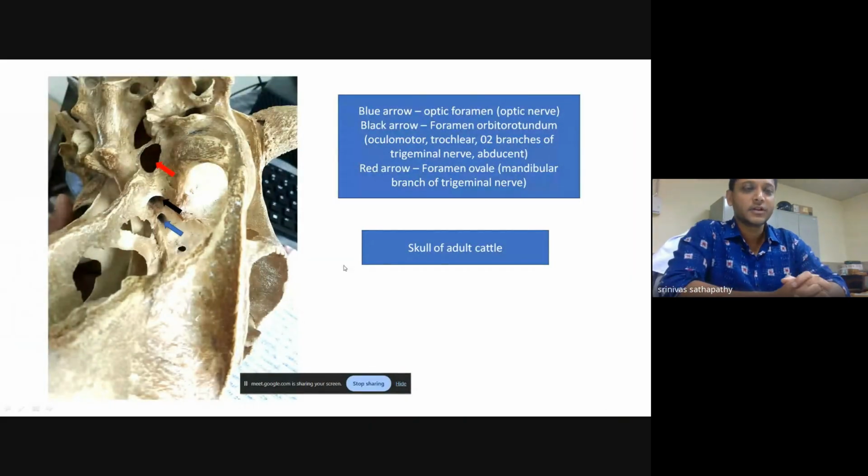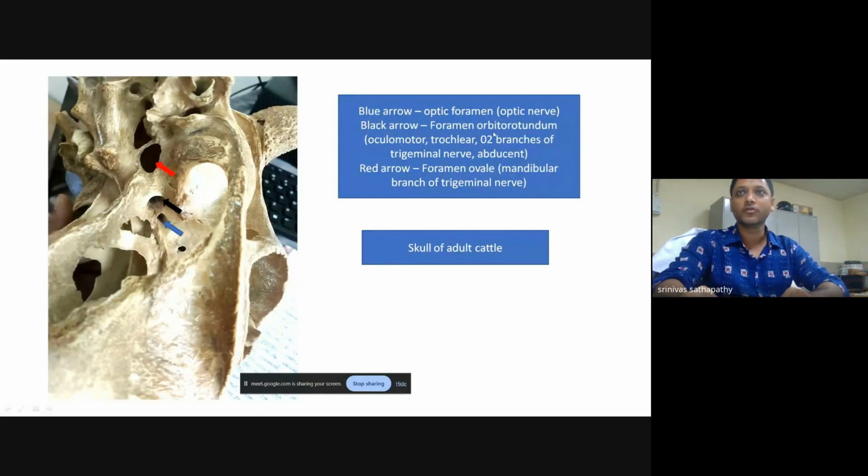Now this is important. If I go through the inside of the orbital cavity, I can find 3 different foramina. These are of surgical importance, particularly for nerve blocks. Now if I see this, the blue one is called optic foramen, and caudal to it, the black one is called foramen orbitorotundum, and still caudal to it is the foramen ovale. You can also see the distance among the 3 different foramina. Now the blue arrow, the optic foramen, gives passage to one nerve known as the optic nerve, which is formed by the retina of the eye at the posterior aspect of the eyeball.